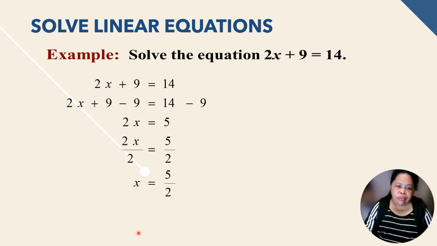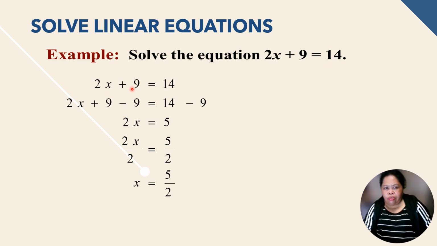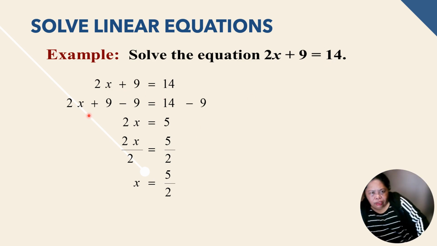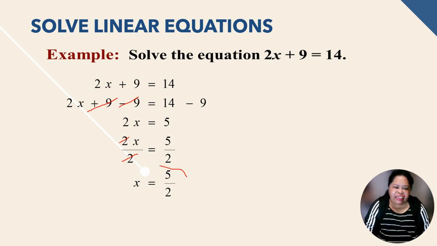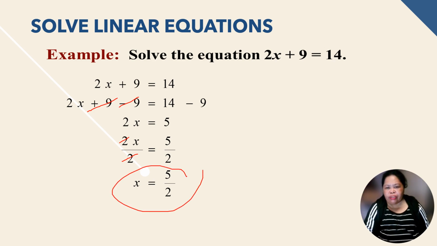Okay, so let's have this example here. Solve the equation 2x plus 9 equals 14. So in here, we have 2x plus 9 equals 14. So we add both sides by -9. And then cancel this out. Then 14 minus 9 is 5. Then divide both sides by 2 like this. That is x equals 5 over 2. Our answer is 5 over 2.